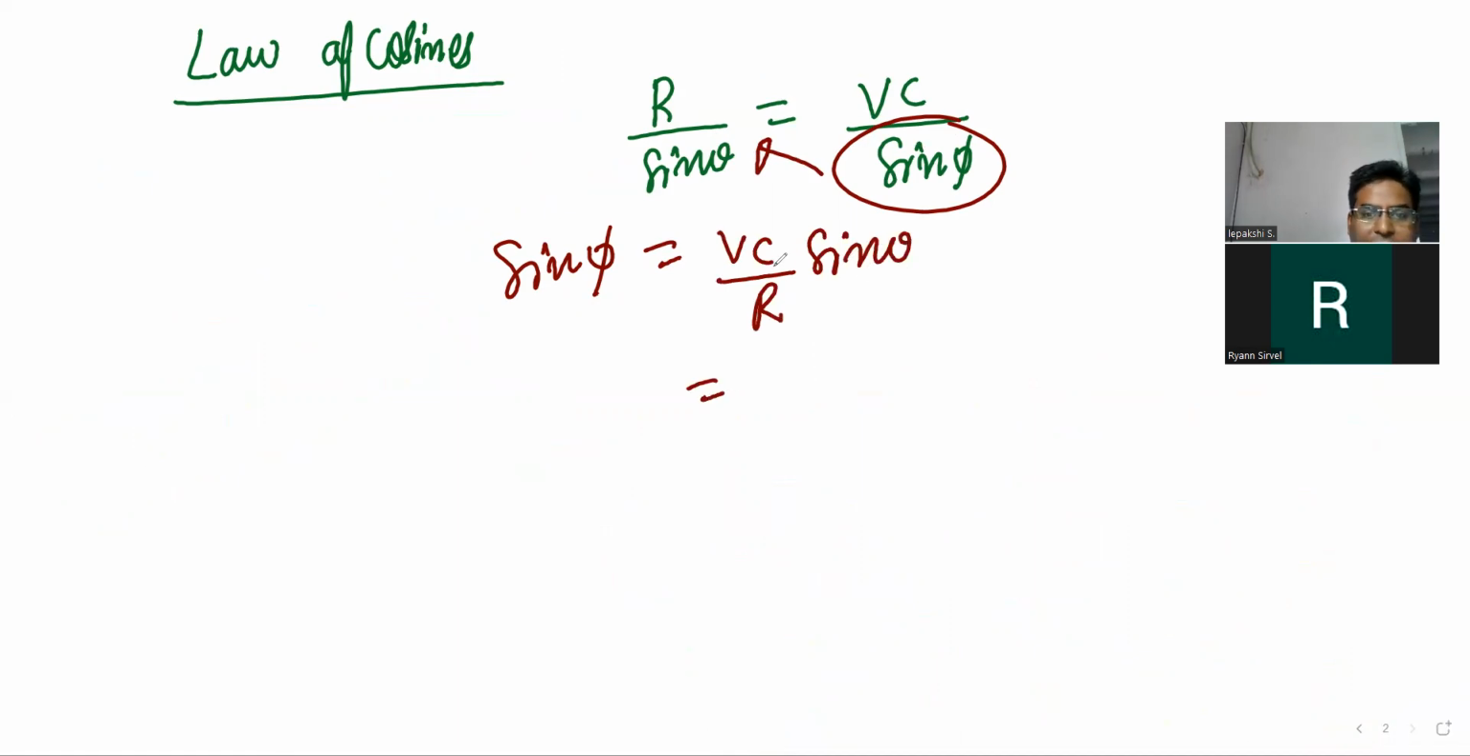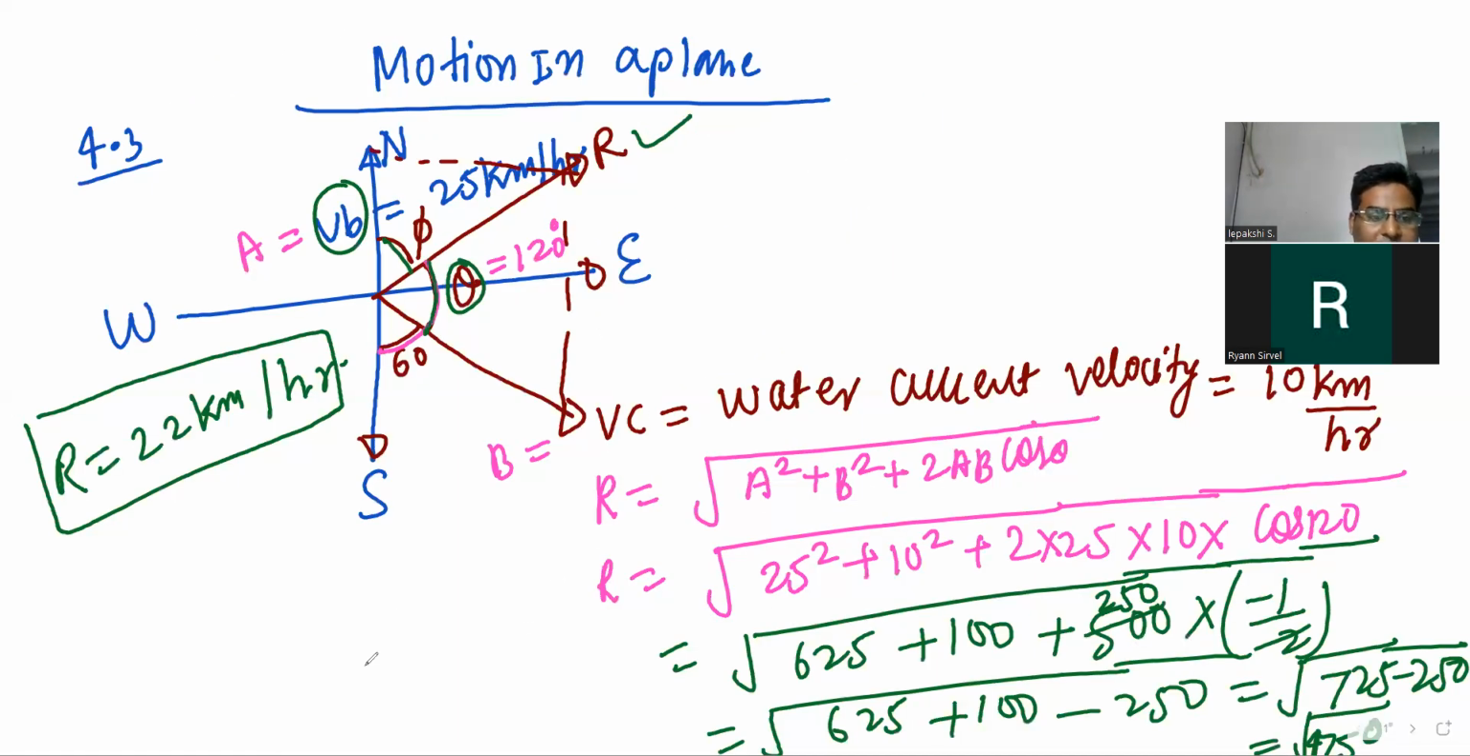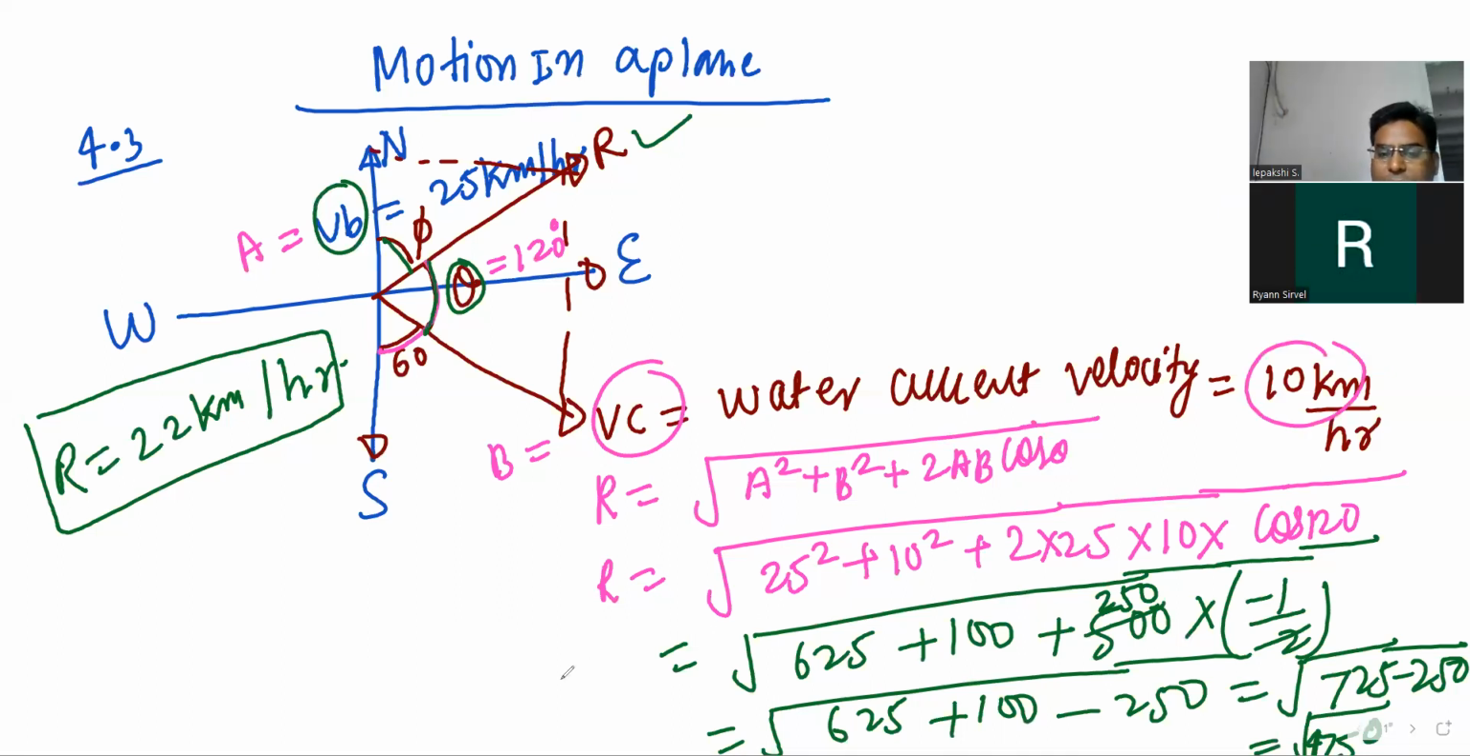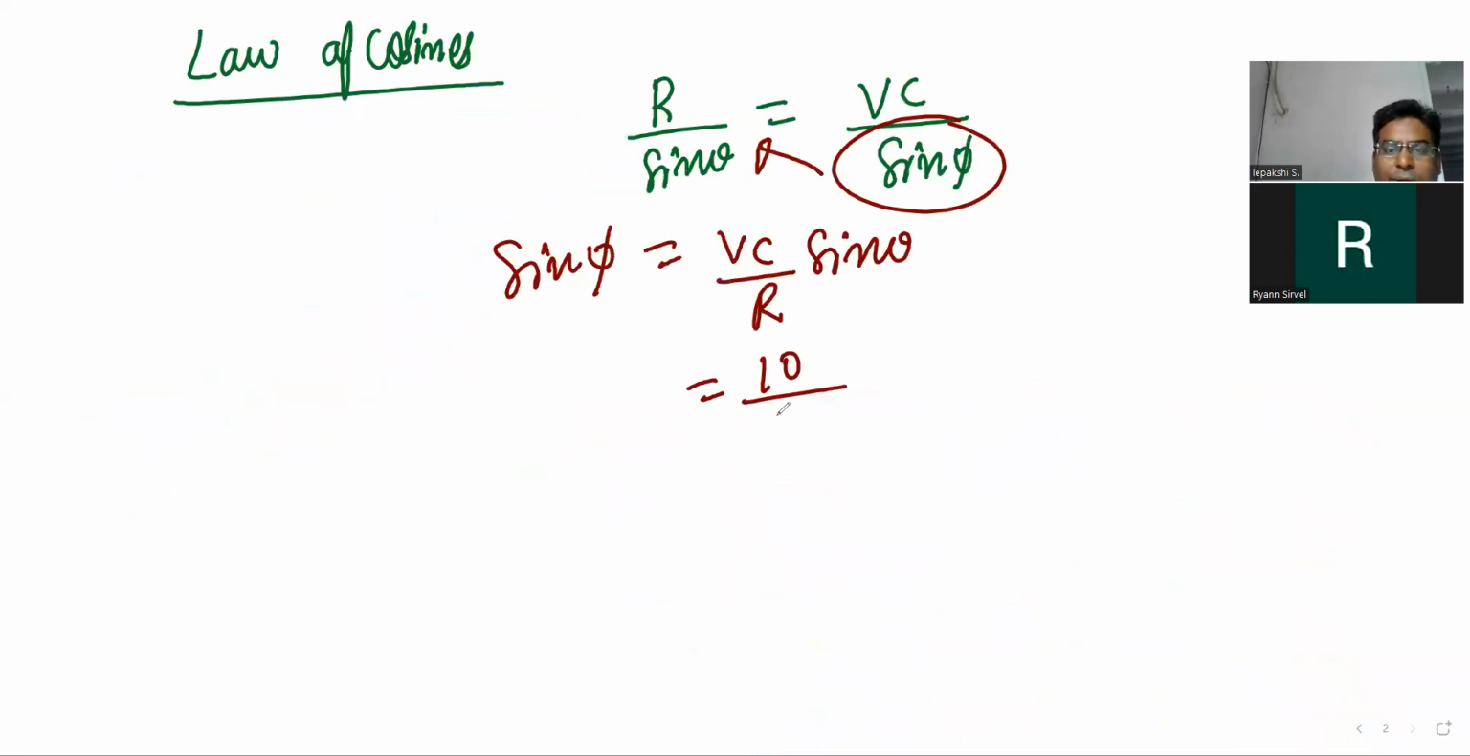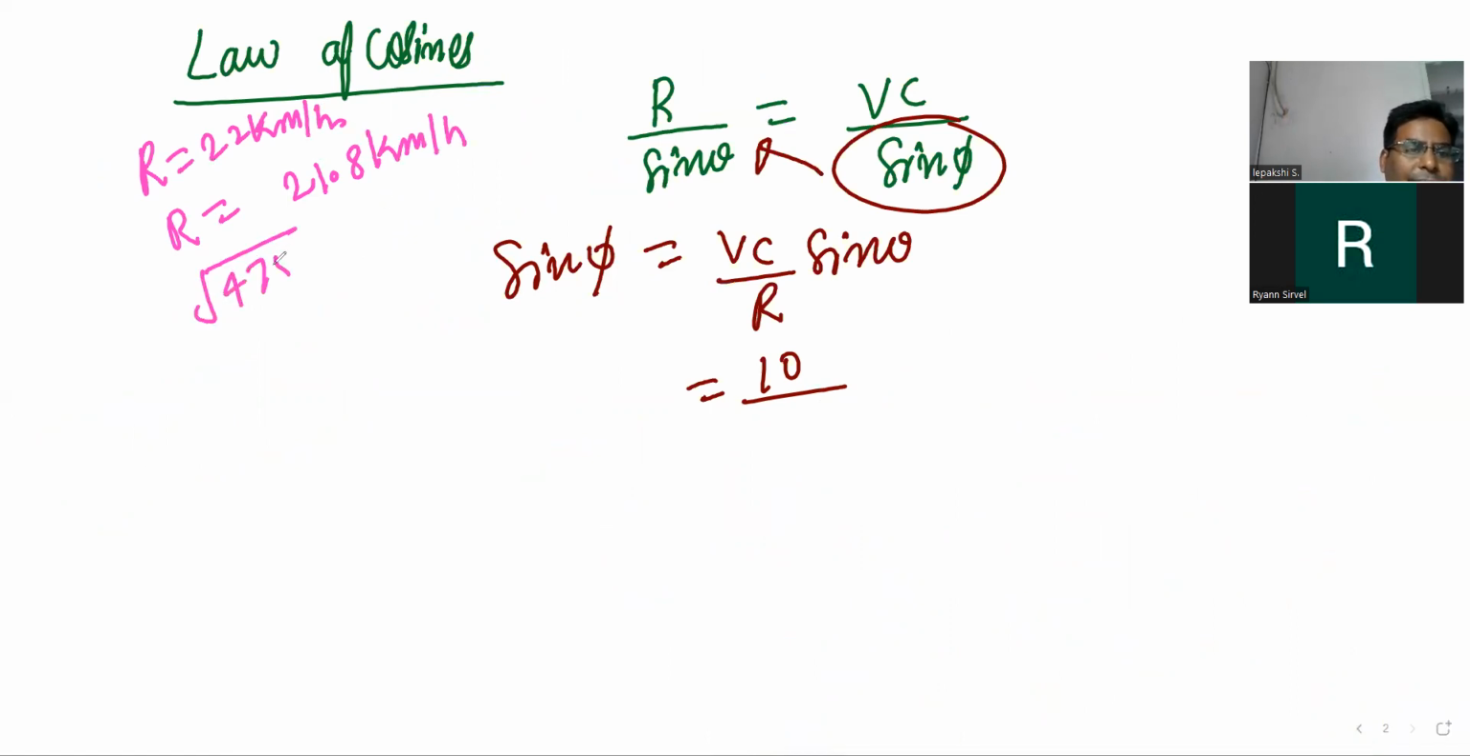Now put the value. So VC is 10, right? So you can see here, this is your VC, value is 10. So I am taking that one. So 10 upon R, the resultant we have got, that is 22, right? That is, we have approximated R as 22 kilometer per hour. But the exact value was 21.8 kilometer per hour, right? Because under root of 475 is approximately equal to 21.8, right?